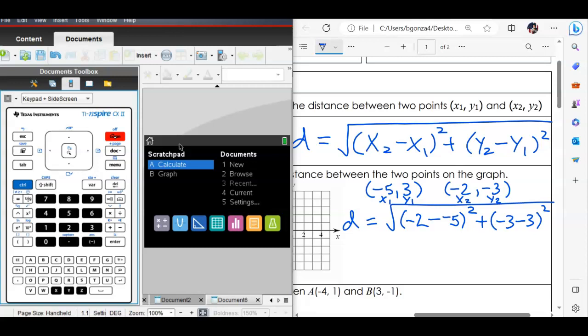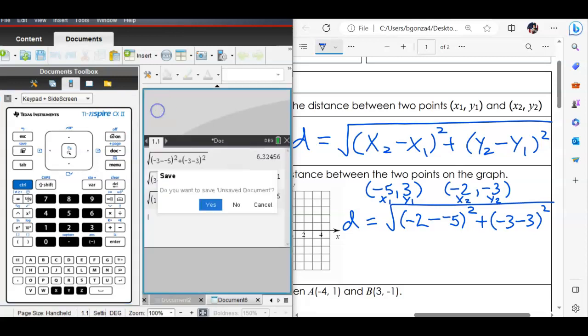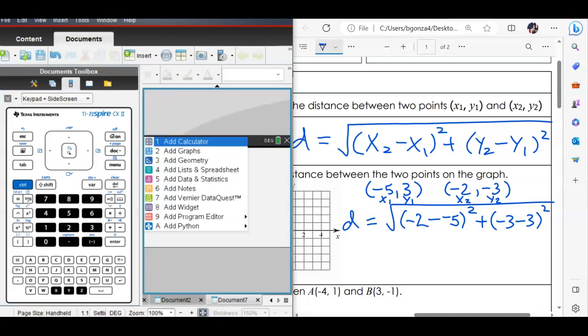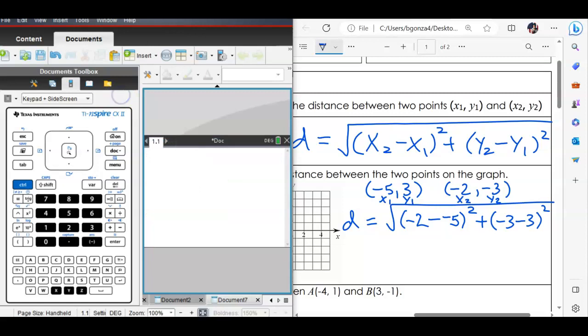So press number 1 or click on new. It's going to ask you, do you want to save the old junk? You can say no. And then number 1 is how you add a calculator. Okay. Now you could just clear out what was there before. There's other ways to do it. Whatever works for you. This is my way. New calculator. New document, don't save, new calculator. Okay, nothing's here. I need to type this in.